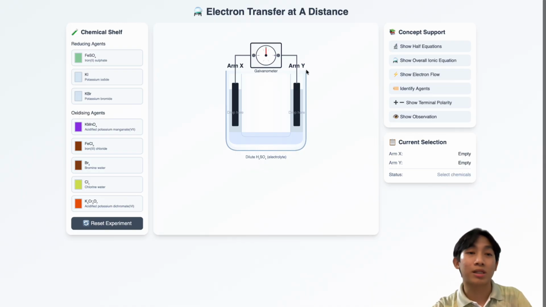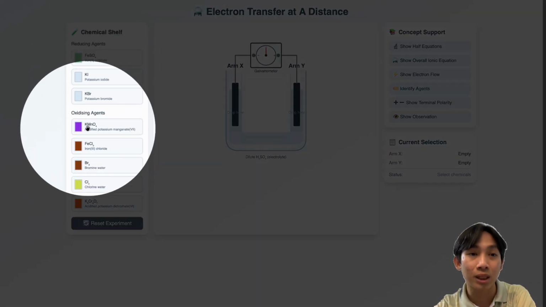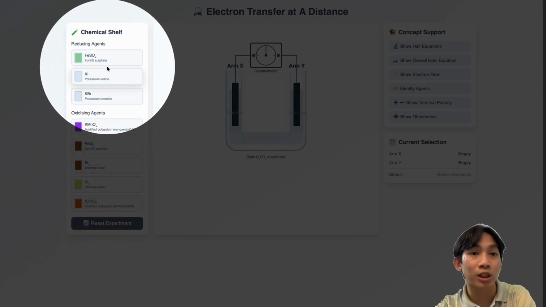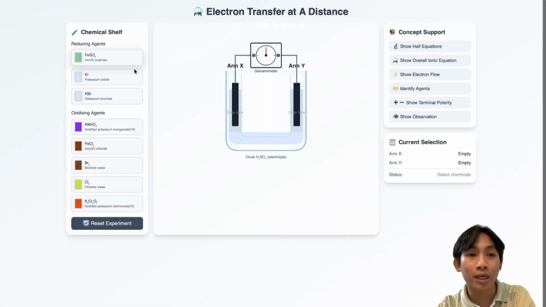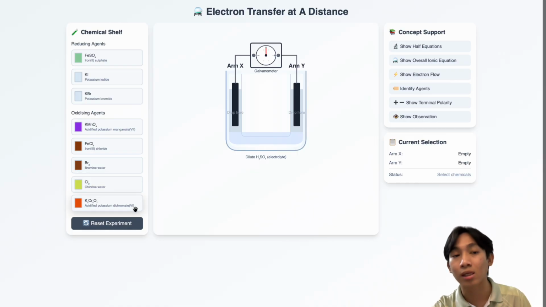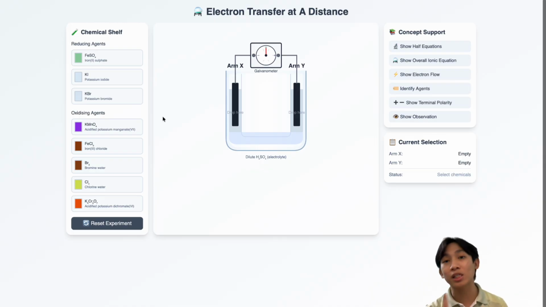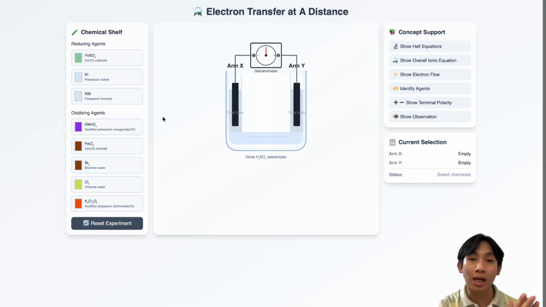In your textbook, several reducing agents and oxidizing agents are stated, as you can see on the left-hand side, on the chemical shelf. They have iron 2 sulfate, potassium iodide solution, potassium bromide, acidified potassium manganate 7 solution, and also iron 3 chloride, bromine water, chlorine water, and acidified potassium dichromate 6 solution. You need to know the initial colors, because usually in the exam they will ask you about the observations. What is the color change? In chemistry, observation is very important, where you need to write the initial color and the final color of the solution if there is a color change.